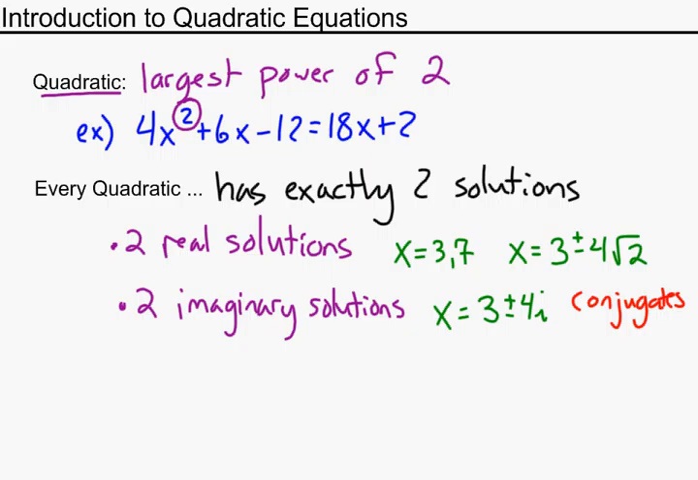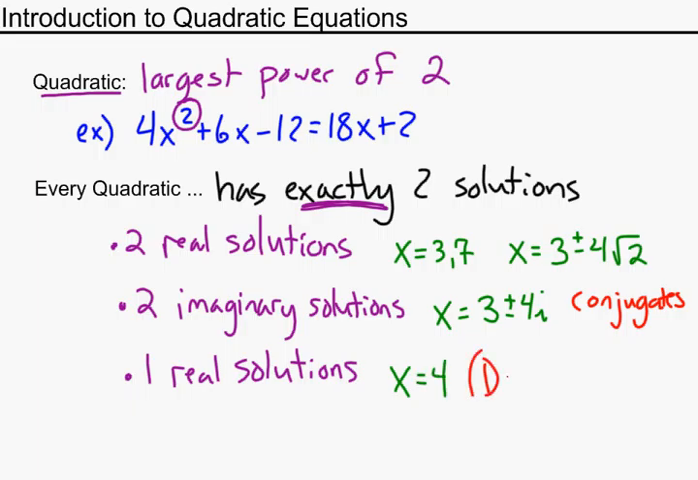Last but not least, I could have 1 real solution. And that seems to fly in the face a little bit of this right here where it says exactly 2 solutions. So how do I get by saying that I have just 1 real solution? Well, if my solution is something like 4, then I call that a double root. In other words, I'm going to count them twice. I have 2 solutions. My solutions just happen to be 4 and 4. So I list it once, but I have it twice.